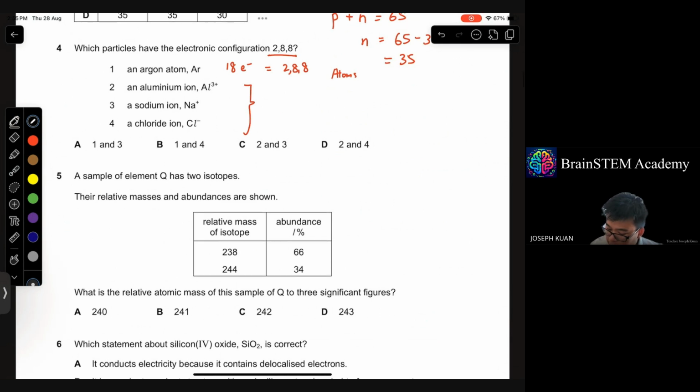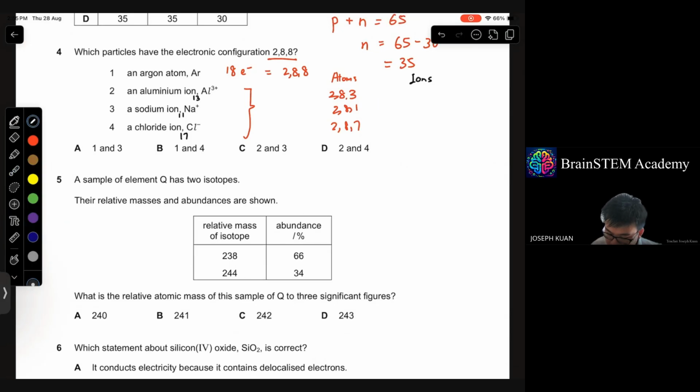So based on the periodic table, aluminium is a particle with 13 protons, sodium has 11 protons, and chlorine has 17 protons. So therefore, the electron arrangement will be 2,8,3, 2,8,1, and 2,8,7. When they form ions, they will try to achieve a noble gas electronic configuration. So the closest value that they can achieve are respectively 2,8 for our aluminium ion, 2,8 for our sodium ion as well, and 2,8,8 for our chloride ion.